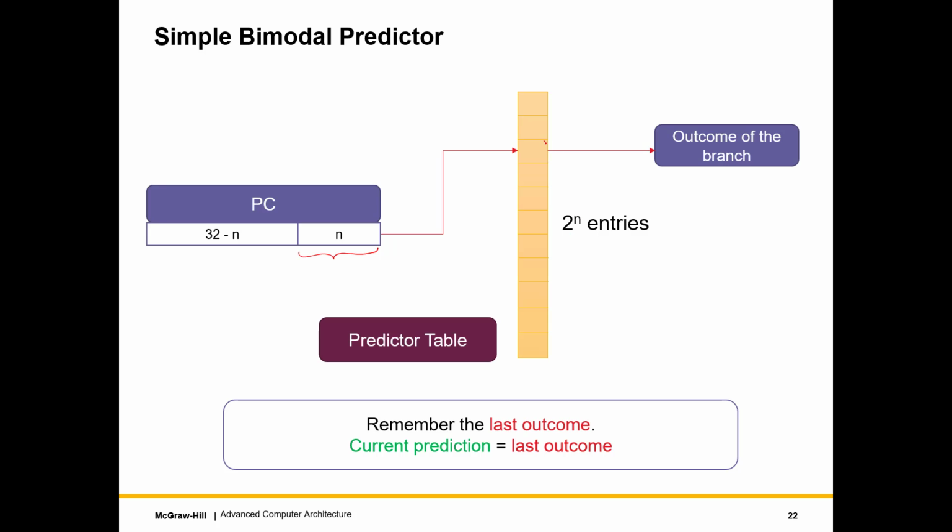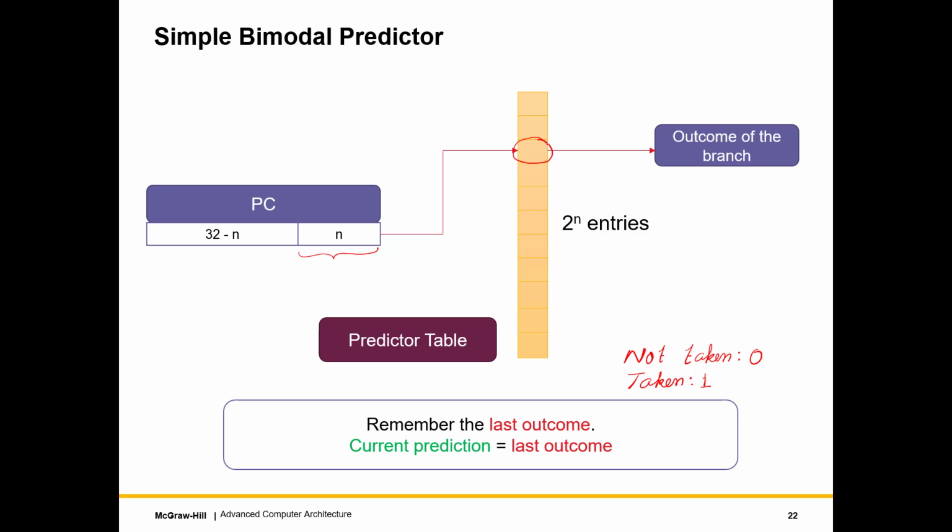So what we do is, akin to the IST, we remember the last outcome. So we can say that not taken is represented with bit 0, taken is represented with bit 1. So we simply store one bit over here where we remember the last outcome and the outcome of the branch.